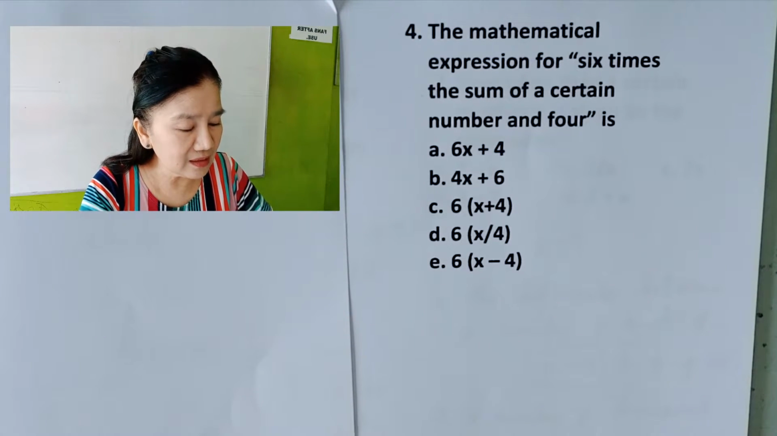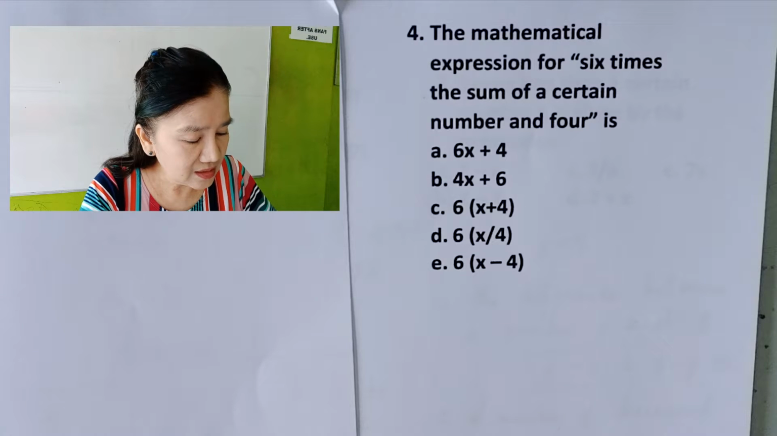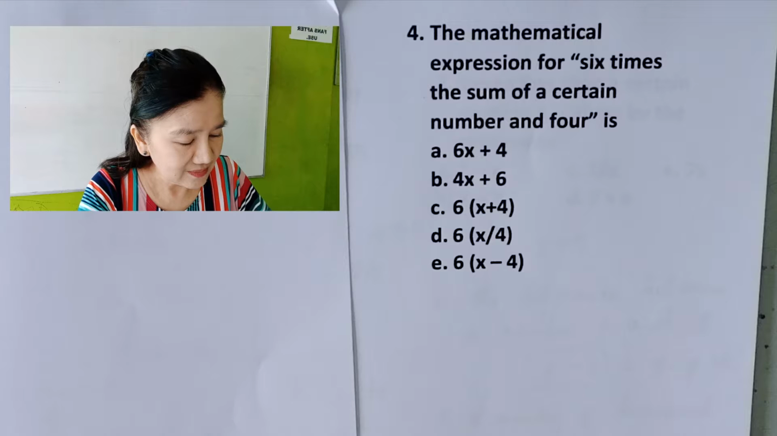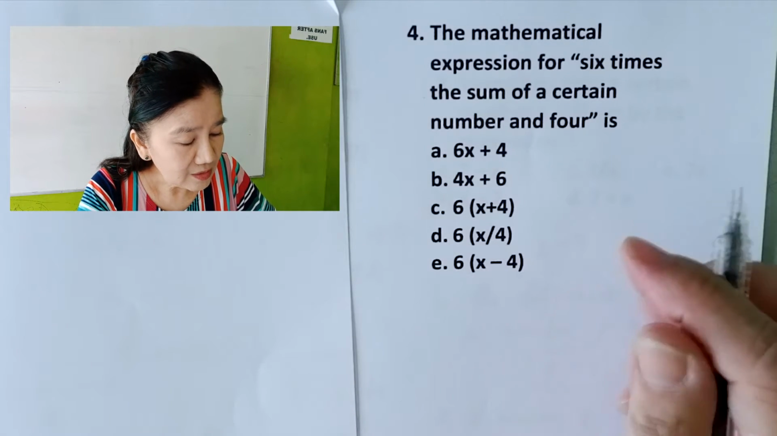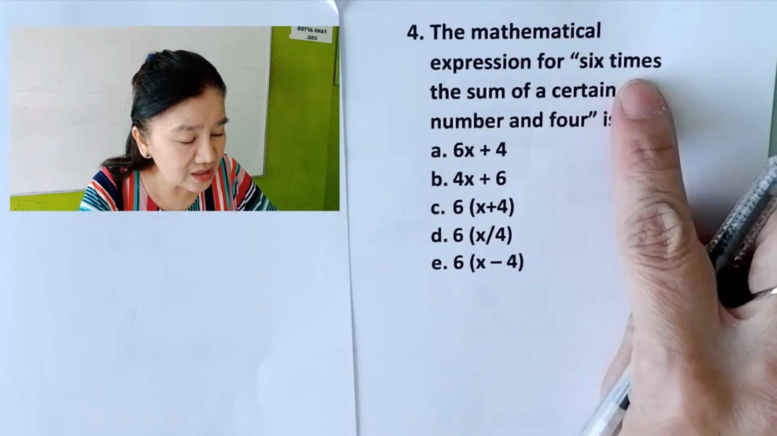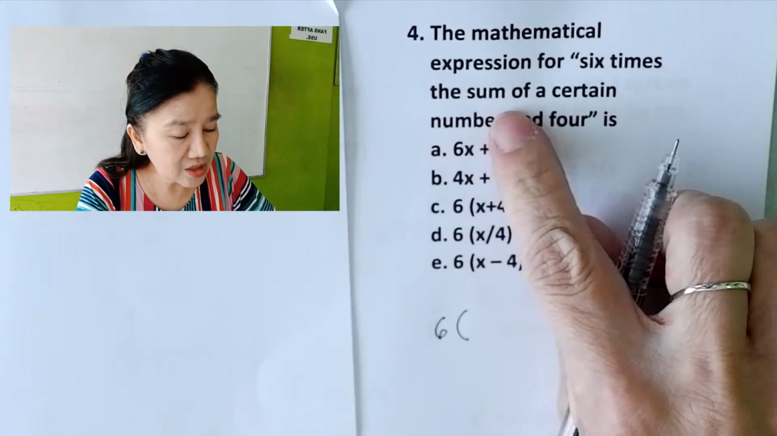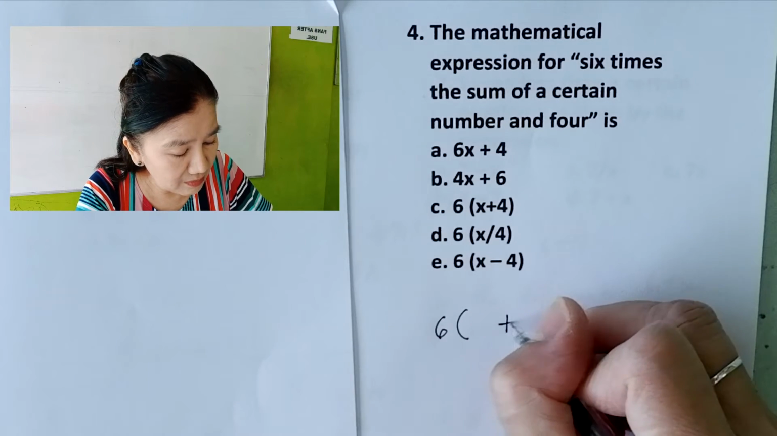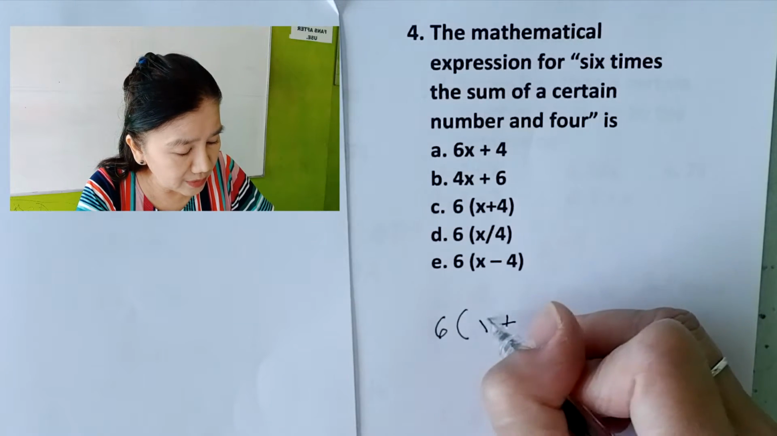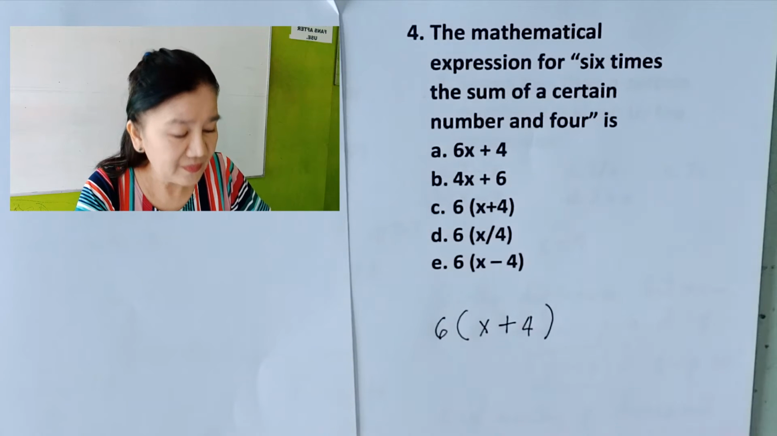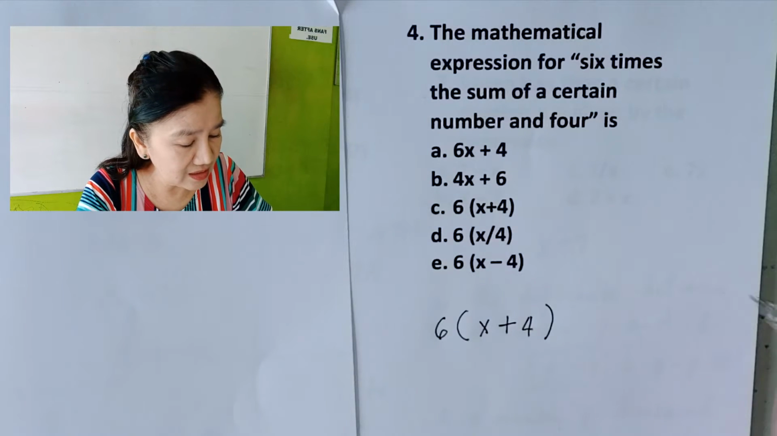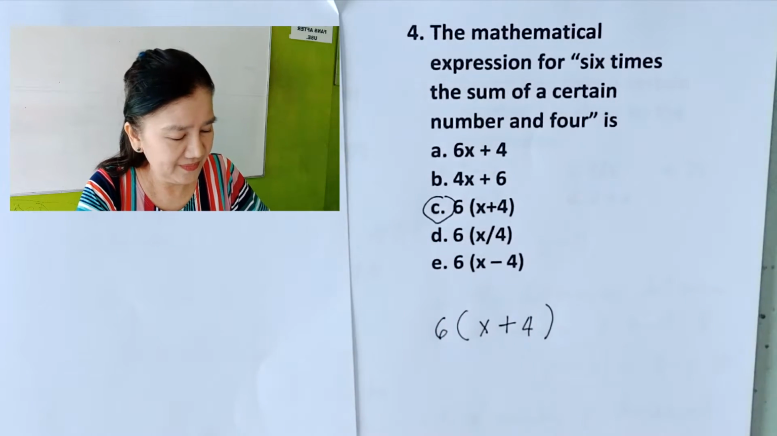Let's move to problem number 4. The mathematical expression for 6 times the sum of a certain number and 4 is... So you start with 6 times. 6 times the sum of a certain number and 4. So the correct answer is letter C.